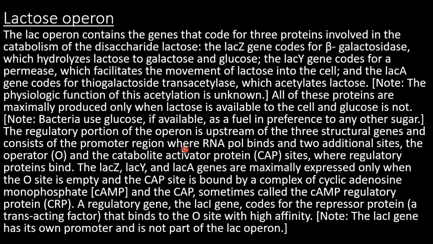Okay, so the regulatory portion of the operon is upstream of the three structural genes and consists of the promoter region, where the RNA polymerase binds, and two additional sites. One site is the operator, where the repressor protein will bind.